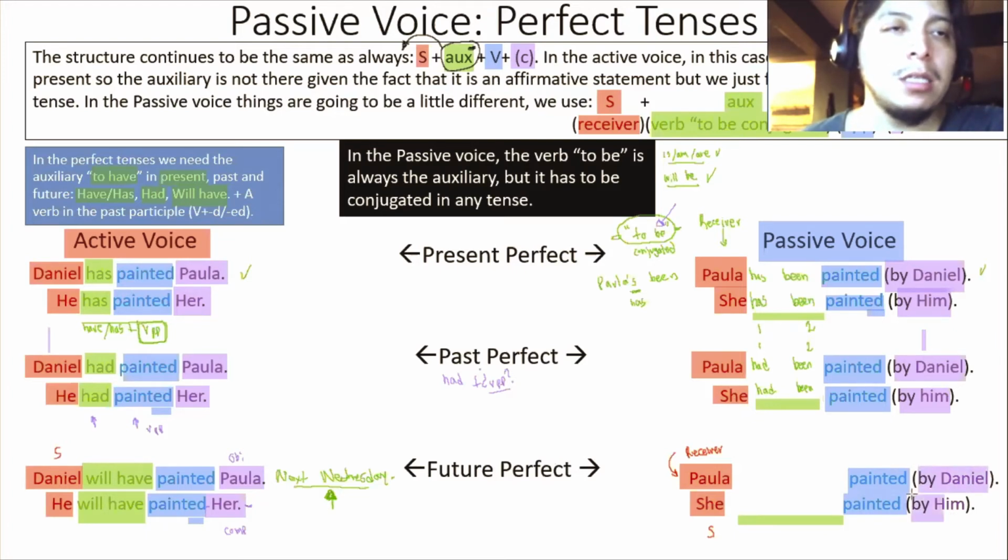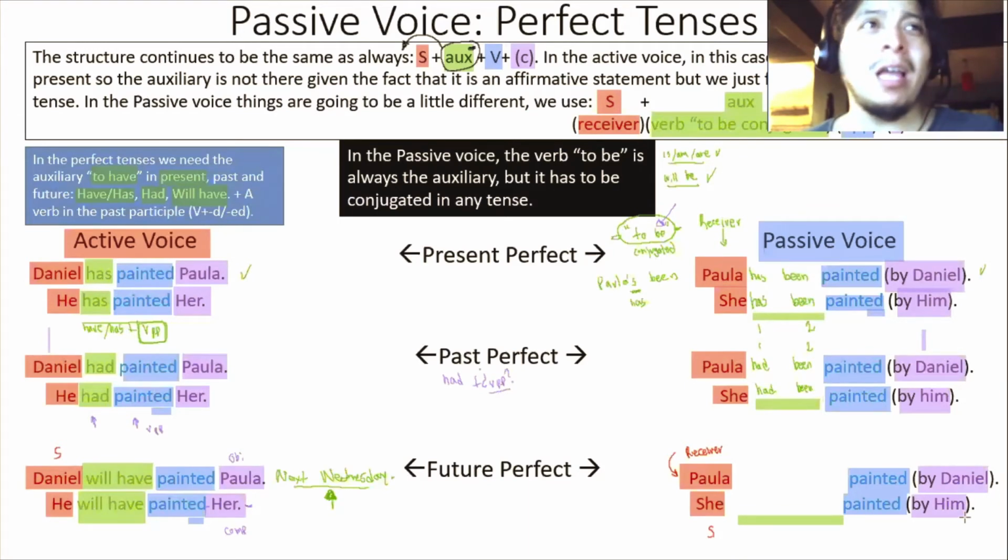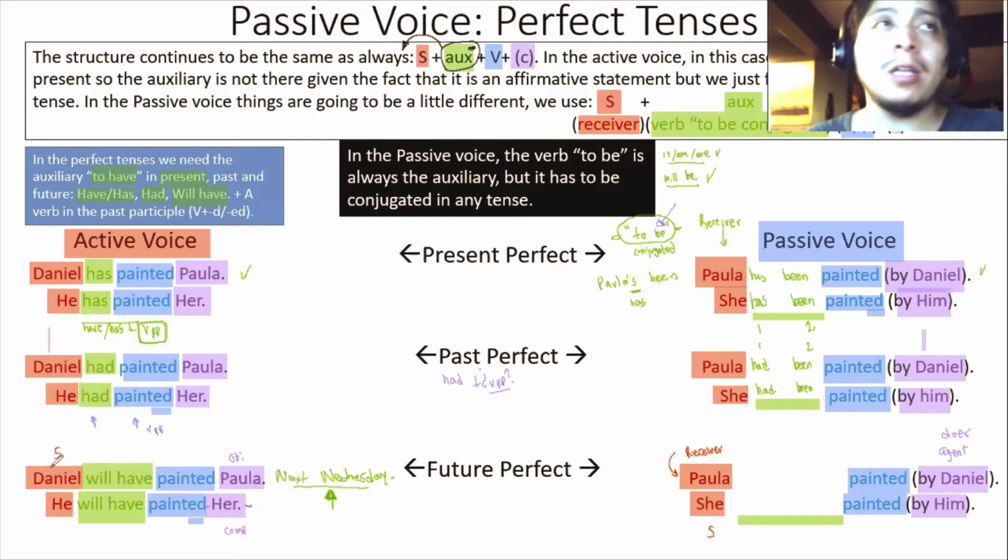In this case, we can have many different types of complements. We can say yesterday, or the other day, or very well. We have complements of time, of place, or how. This specific type of complement is called the agent. Who is the agent? The agent is the doer of the action. In the active voice, the doer of the action is the subject. In the passive voice, the subject is the receiver. So the doer is just a type of complement that we can use.